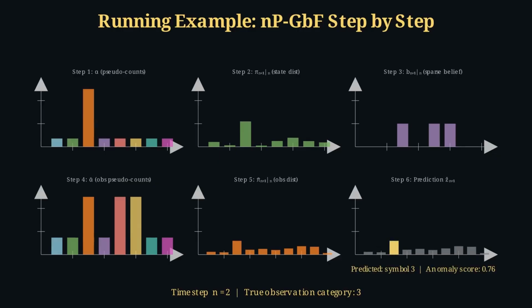We sample a state distribution from Dirichlet, encode it as a sparse belief with 3 active bits, retrieve observation pseudo-counts, sample an observation distribution, and predict the most likely next symbol.